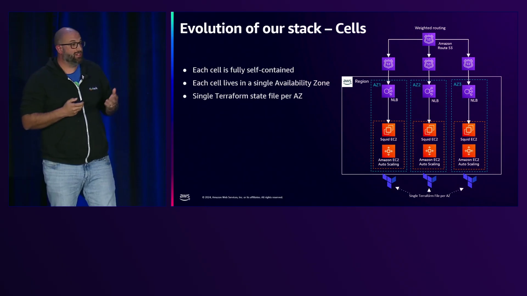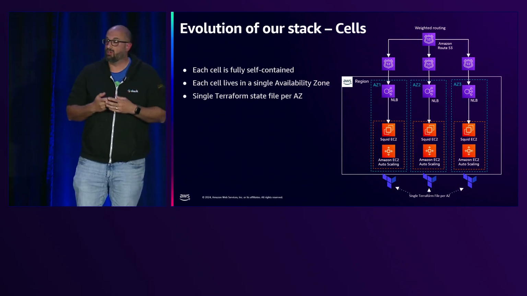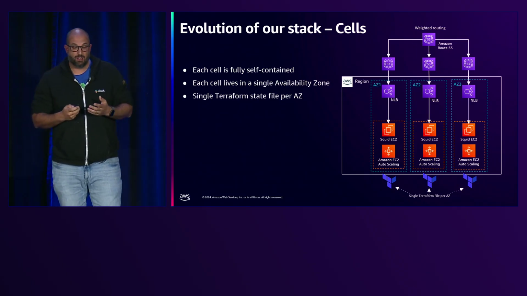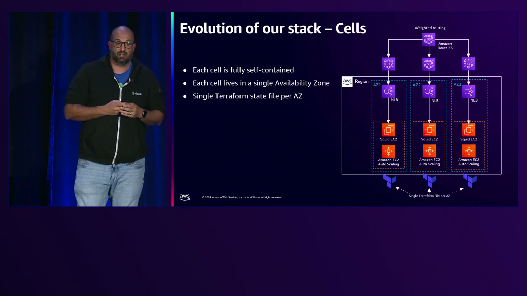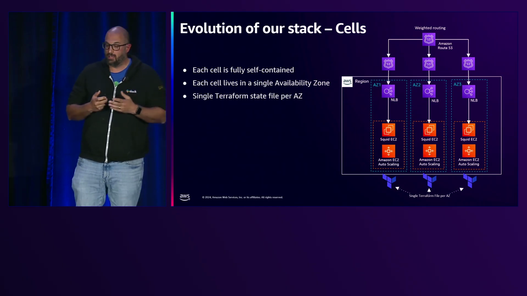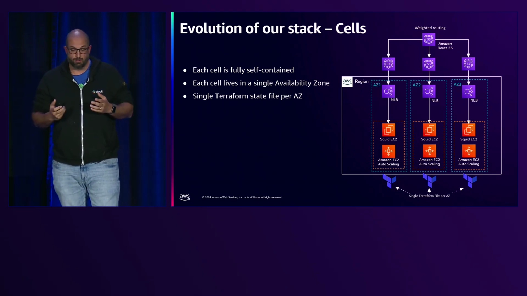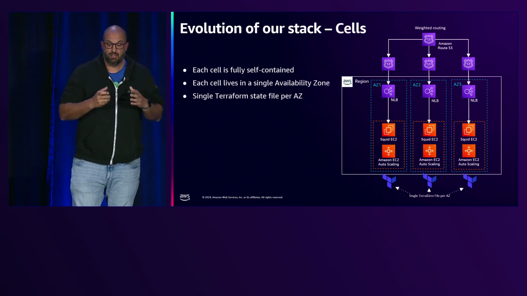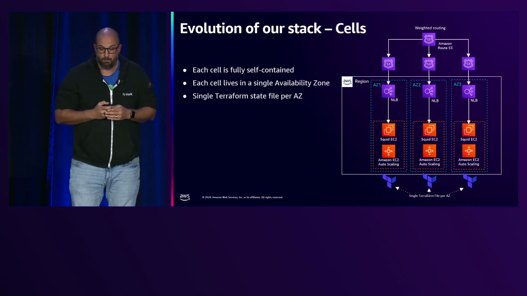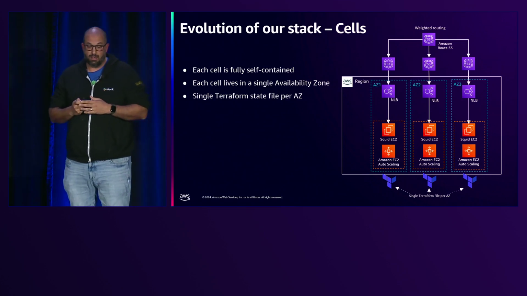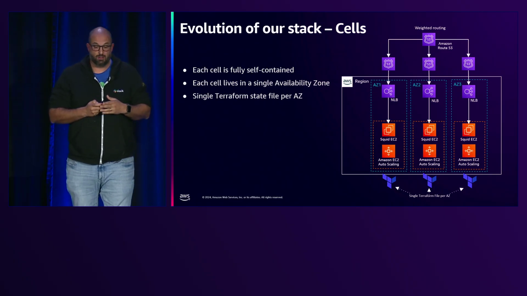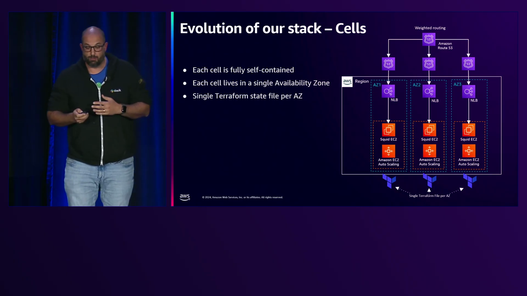So for the third and current iteration of our platform, we took a cell-based approach. Each cell would be fully self-contained. It'd have its own autoscale group, NLB, DNS records, scaling rules, and be fully self-contained within a single availability zone. The other big change we made was we split our Terraform state files to be per AZ as opposed to per region.